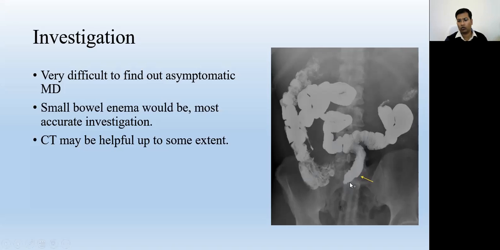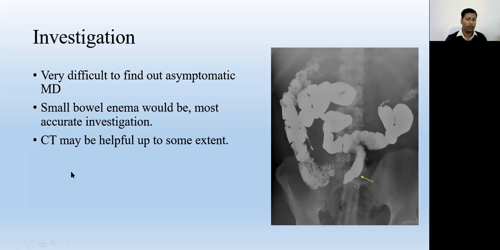This is the closed loop. Here the barium is filled in the loop. But they should be avoided in acute conditions. If your patients come to you in acute conditions, first you have to resuscitate the patient and settle the patient, and once your patient has recovered, after that you can give the small bowel enema, so that you can see the filling of the diverticulum.